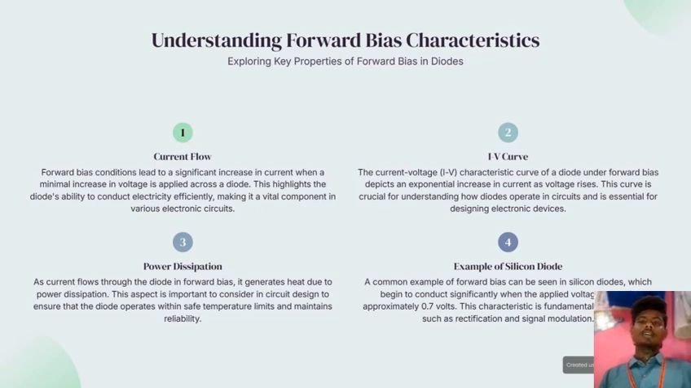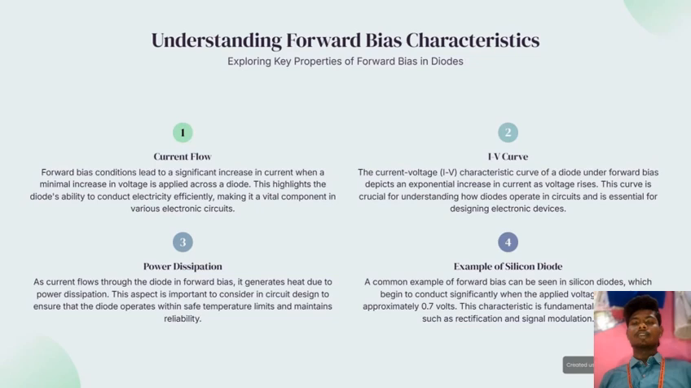Understanding forward bias characteristics, exploring key properties of forward bias in diodes. Number 1. Current flow. Forward bias conditions lead to a significant increase in current when a minimal increase in voltage is applied across the diode. This highlights the diode's ability to conduct electricity efficiently, making it a vital component in various electronic circuits.